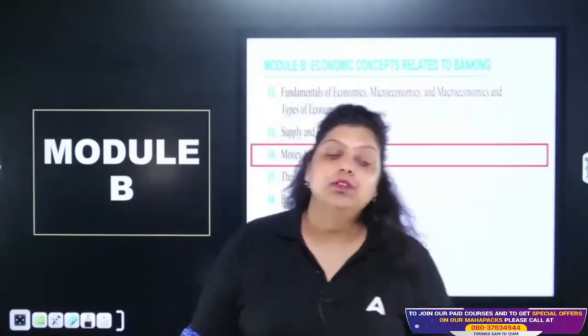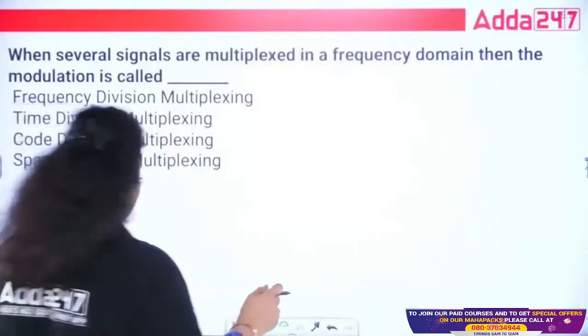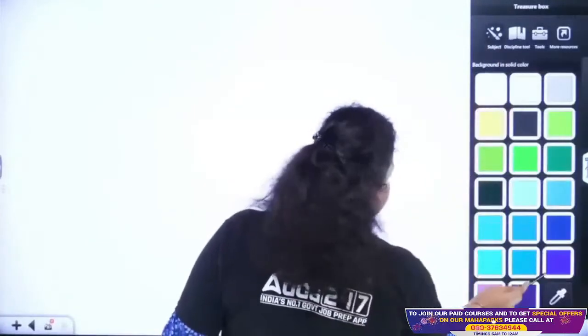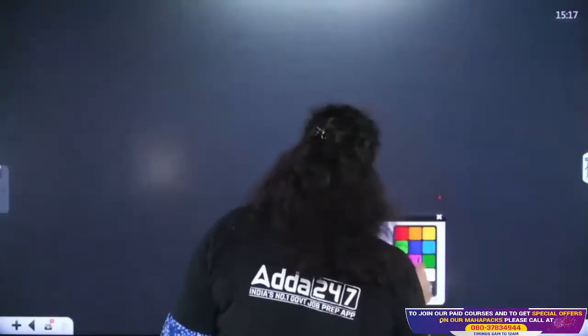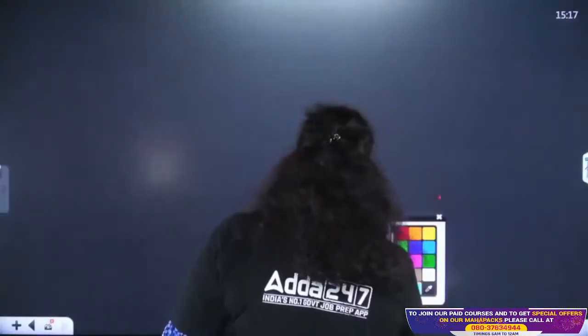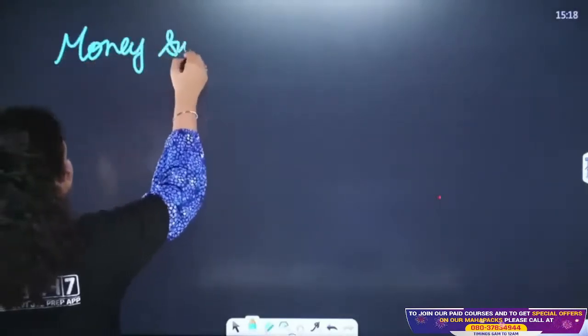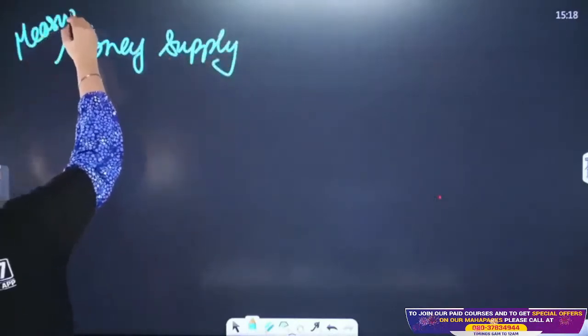So first of all, what is money supply? RBI is the central bank of our country, and RBI needs to measure the liquidity in the market. RBI has to measure the money supply in the economy.